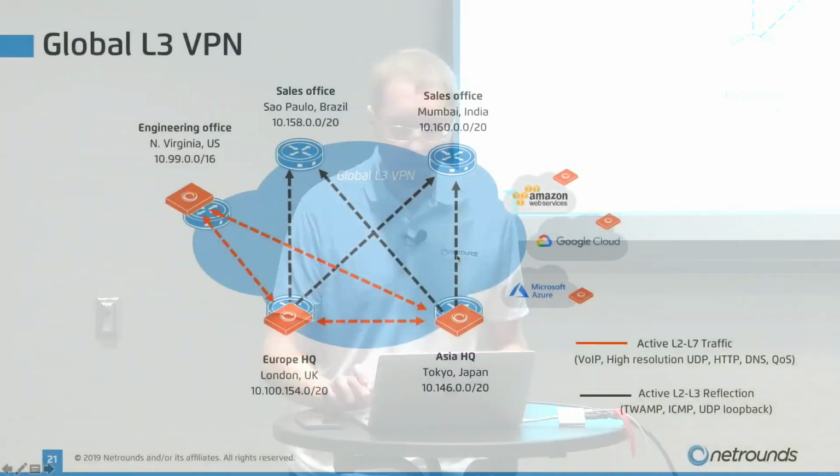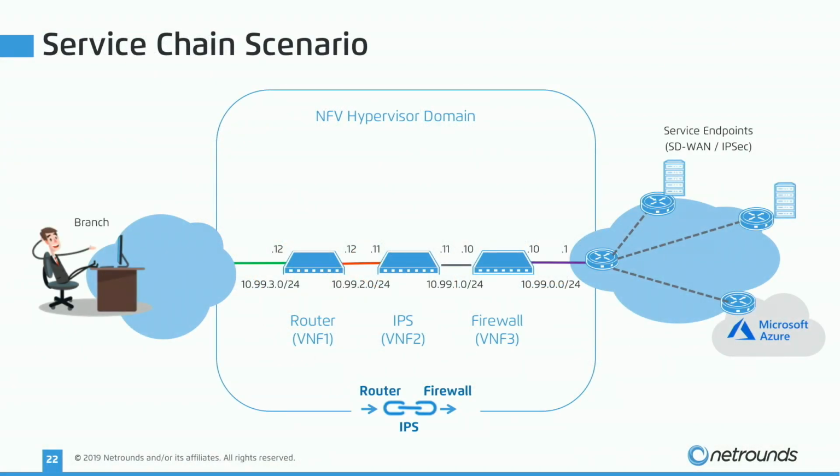So I'm going to switch to the last demo, which is around service chaining. And this is how we can use the test agent in a smart way to monitor service chains. In this scenario, we have a branch office, an SD-WAN, and a public cloud on the left. We have deployed a service chain consisting of 3 VNFs. We have a router, IPS, and a firewall, and they run in the same hypervisor domain.